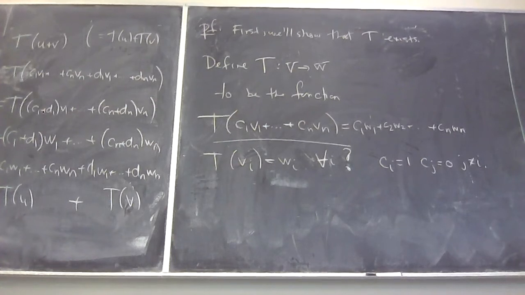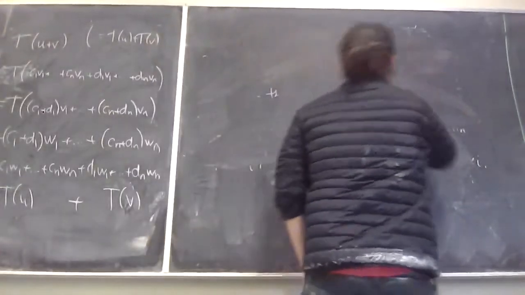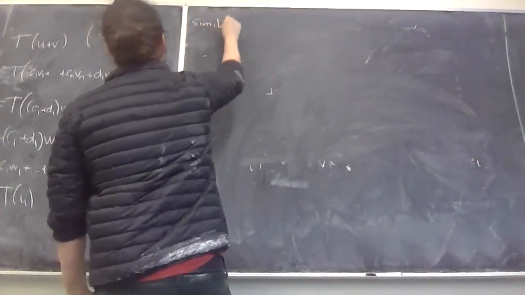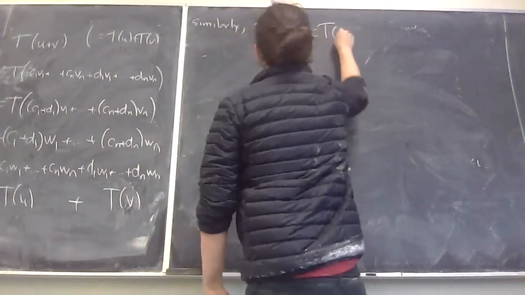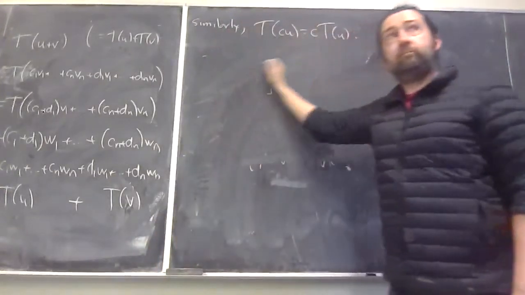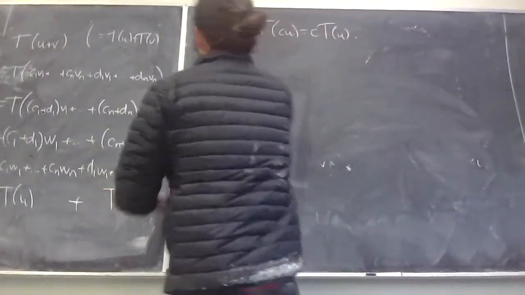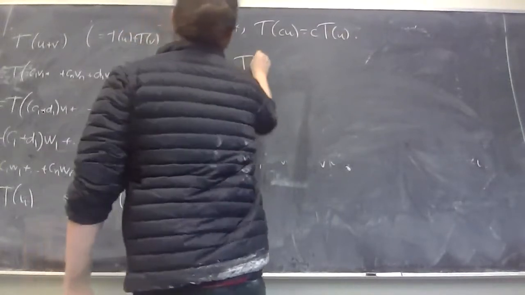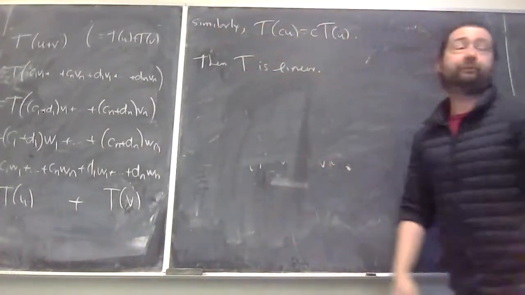All right. A very similar argument shows that it does the same thing for scalars. So I'll leave that part and we'll say, similarly, T of CU is equal to C of TU. So what that means is if it's additive and it's homogeneous, then T is a linear map.